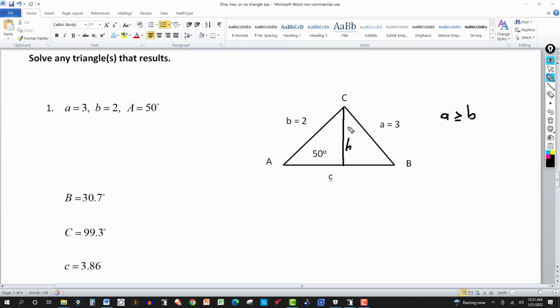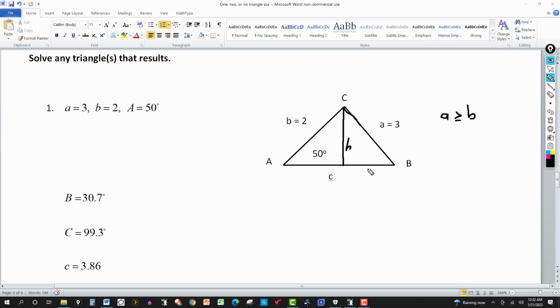So if it turns out that the length of side a is smaller than h, then you're going to have no solution, because you can't form a triangle. Let's say instead of 3 it was 2.